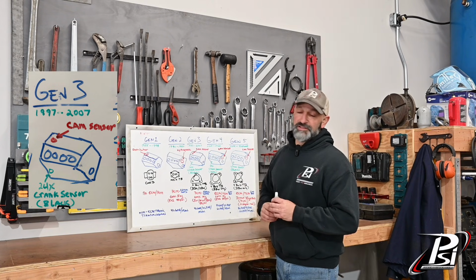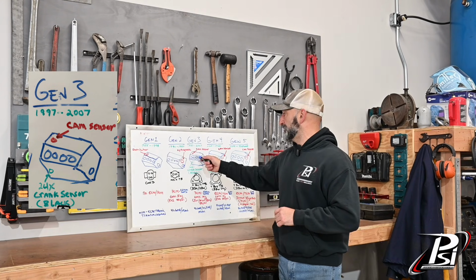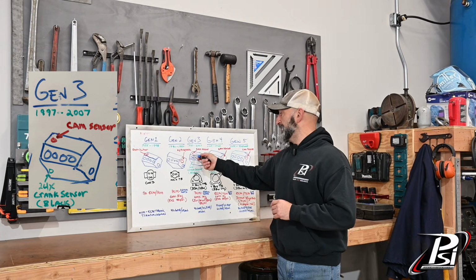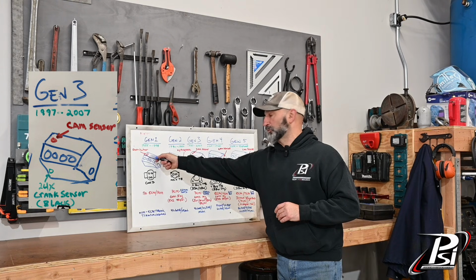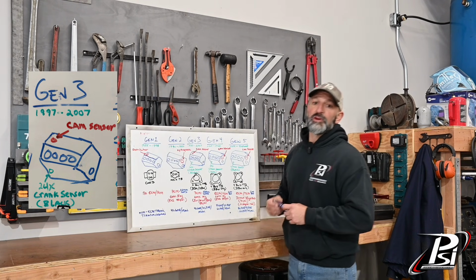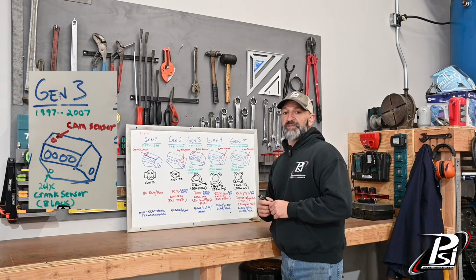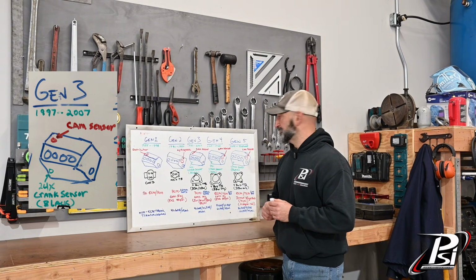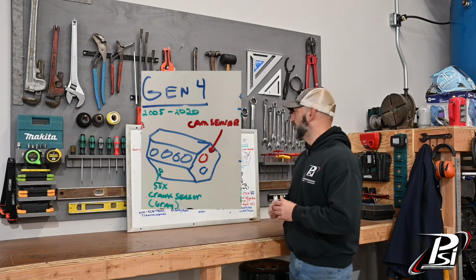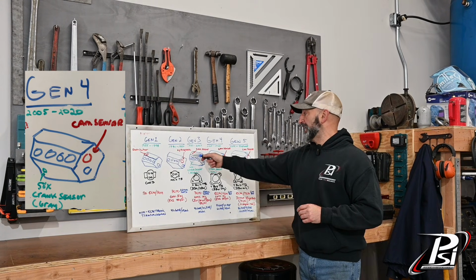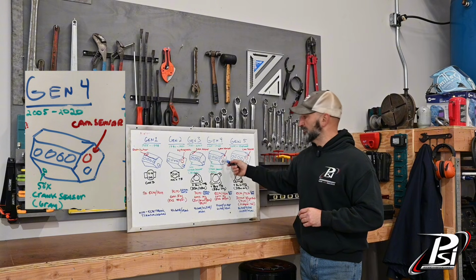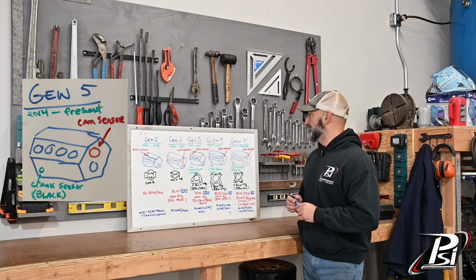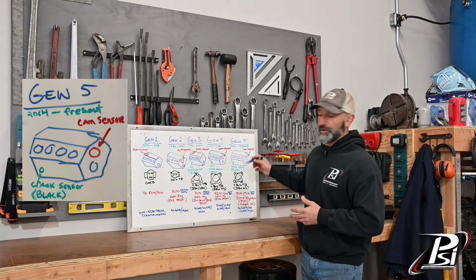Then we get to Gen 3. This is the first year for the LS, and we have a cam sensor now. We no longer have a mechanical distributor. We have a cam sensor located back where the original small block Chevy distributor was located, went down into the valley pan, and it picked up a signal off of the camshaft. Then we went to Gen 4. They moved the cam sensor from the valley up to the timing cover, similar to the way the OptiSpark was. And then in Gen 5, they continued with the cam sensor being in the same location.